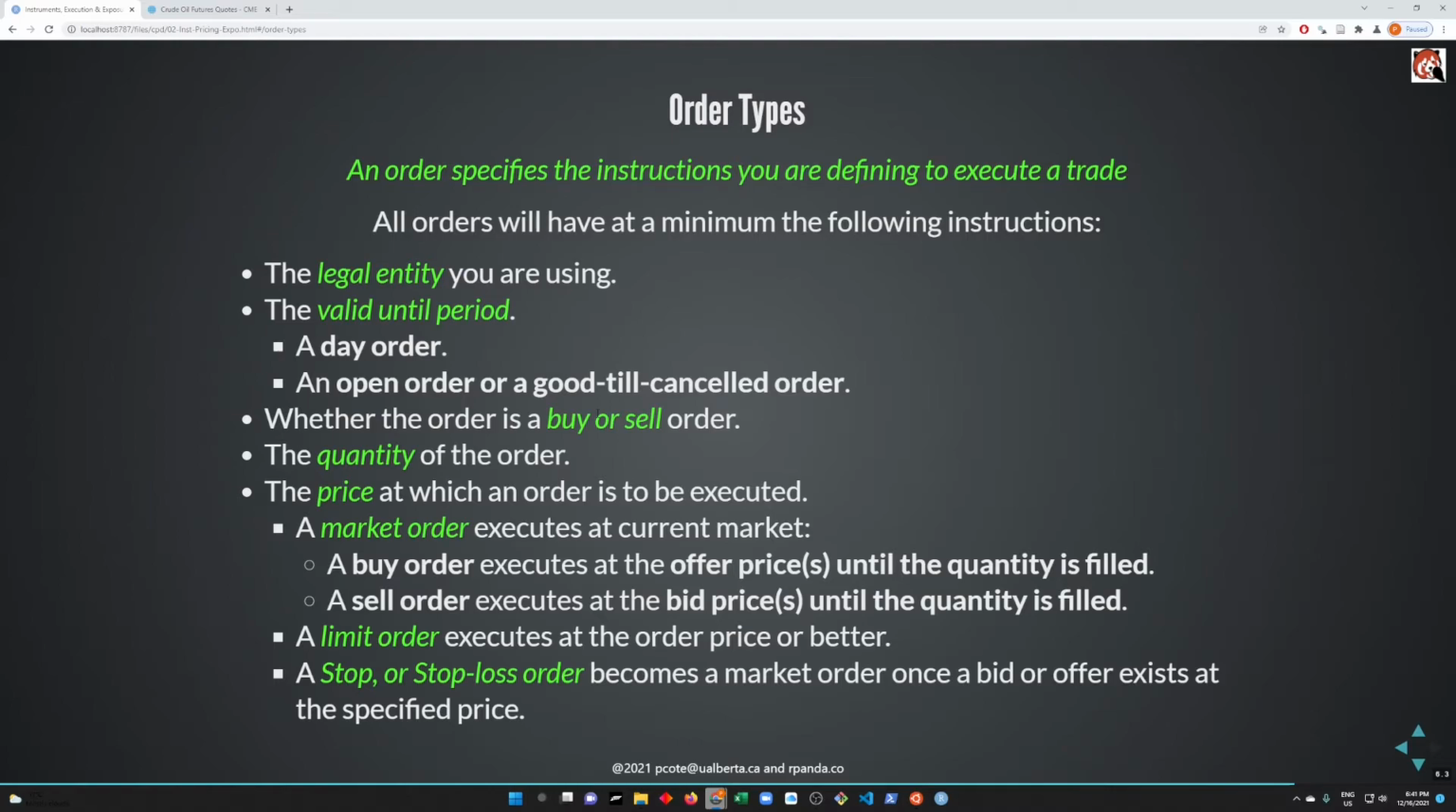Secondly, the period that it is valid until. Most orders are day orders, meaning you put an order sometime during the day, and the order is automatically canceled at the end of the day. You can also choose to put an open order or good till canceled, meaning that the order will remain valid until you actually cancel it. Obviously, whether the order is a buy or sell and the quantity of the order in number of contracts that you trade. And on the price side, this is where things might get a little bit confusing at times.